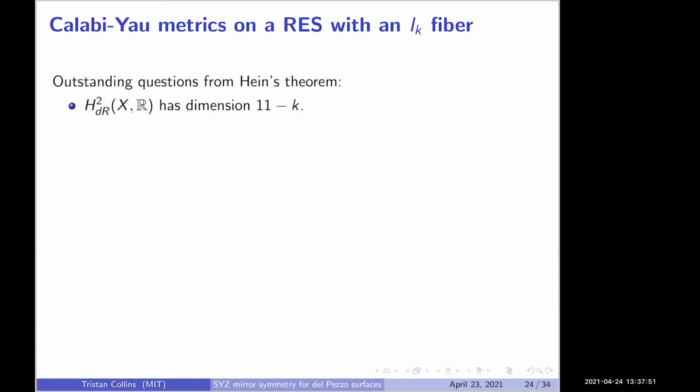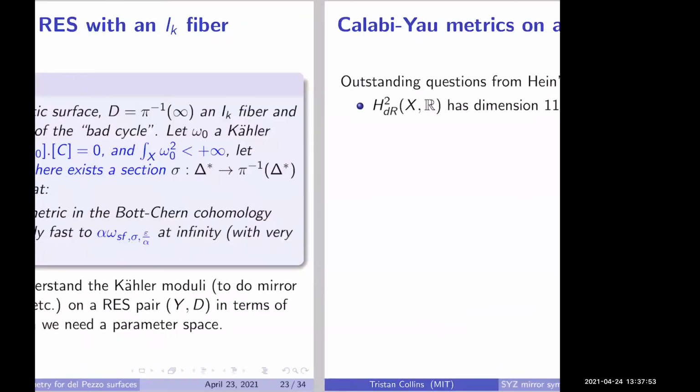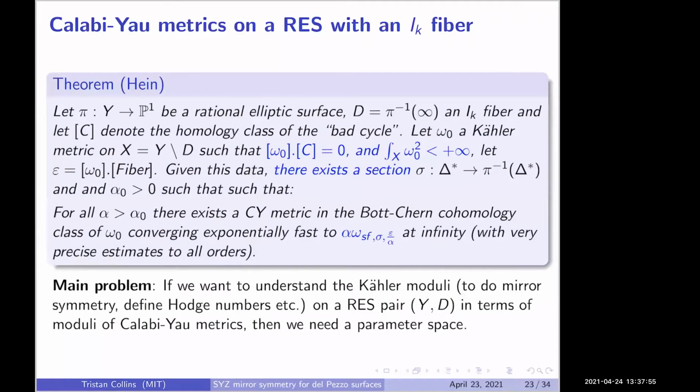Is the k in the I_k fiber determined by the degree of the mirror del Pezzo? That's right. Yeah, they should be. Yeah, they're the same.